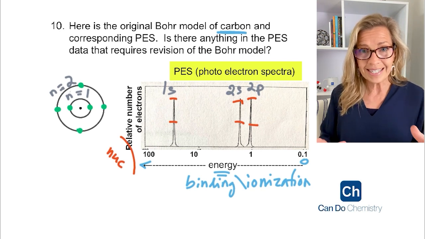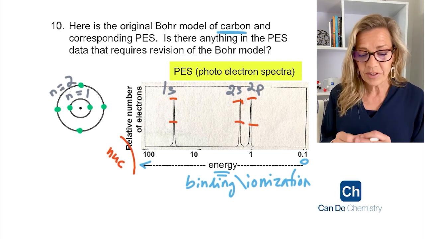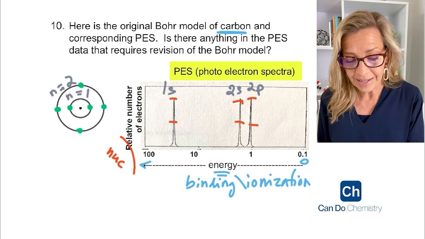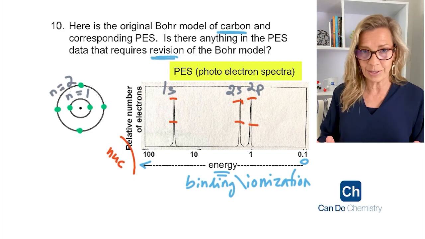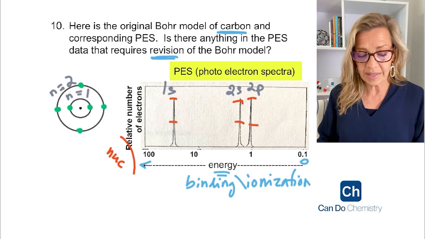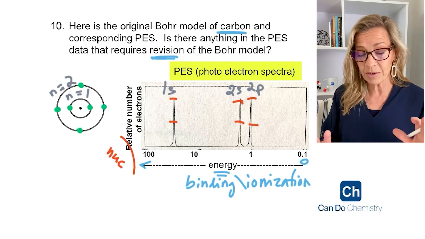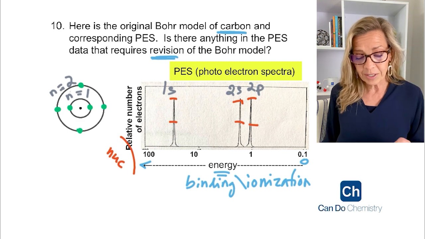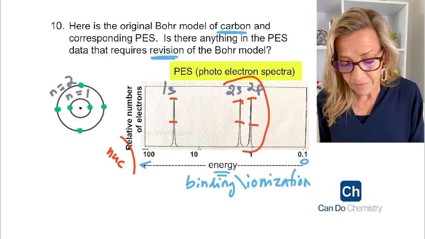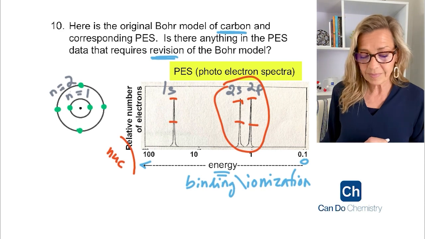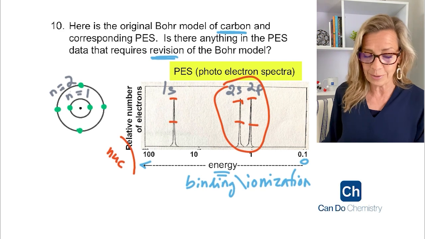Now the question is: is there anything in the PES data that requires revision of the Bohr model? So what is different about these 2? And so these are both accurate, right? This is a good Bohr model and a good PES, but what could be revised? Well, what it looks like here is the big area of concern. The big area of concern is right here. I've got 2 electrons that require more energy than the other 2.